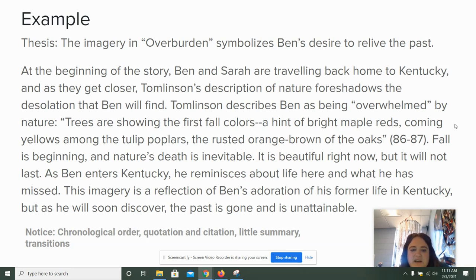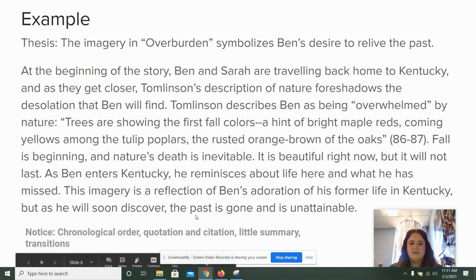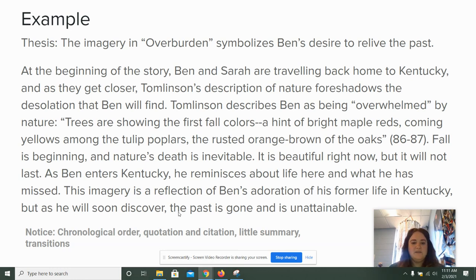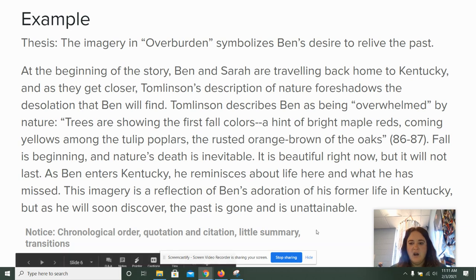Fall is beginning and nature's death is inevitable. It is beautiful right now, but it will not last. As Ben enters Kentucky, he reminisces about life here and what he has missed. This imagery is a reflection of Ben's adoration of his former life in Kentucky, but as he will soon discover, the past is gone and is unattainable. So here in my concluding sentence, this transitions into my next paragraph. This is what I was talking about. My next paragraph is going to be about the past being gone and unattainable.